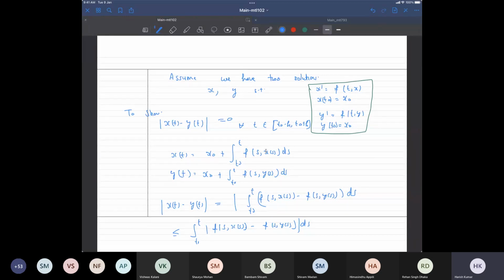Again, f is Lipschitz continuous. So I get this to be less than or equal to L times integral t naught to t of |x(s) minus y(s)| ds. Okay, so far so good.